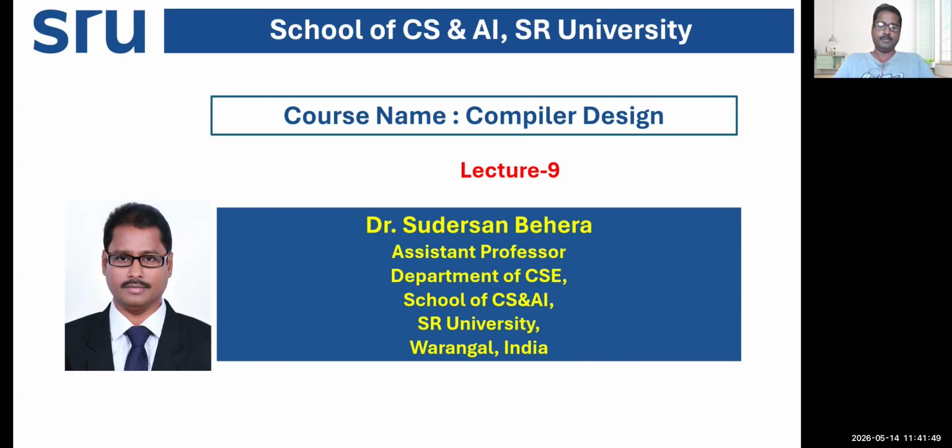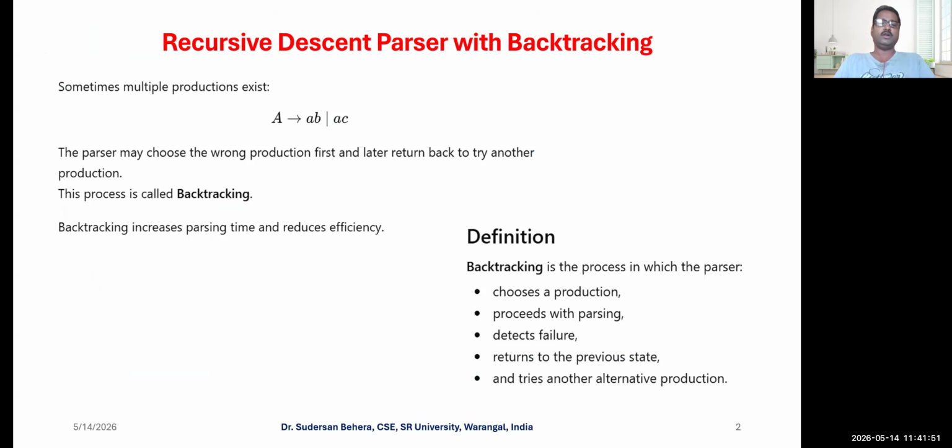Okay, here is the topic. This one is called a recursive descent parser with backtracking. Sometimes multiple productions exist, like A derives AB or A derives AC. The parser may choose a wrong production first, later return back to try another production. Okay. So this particular process is called backtracking.